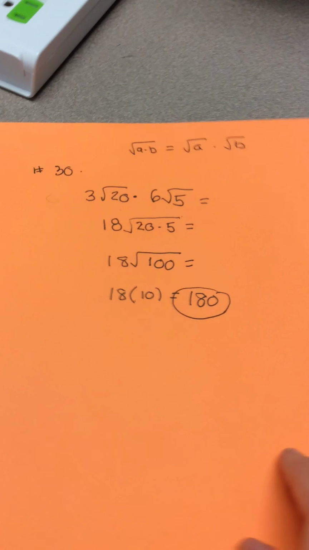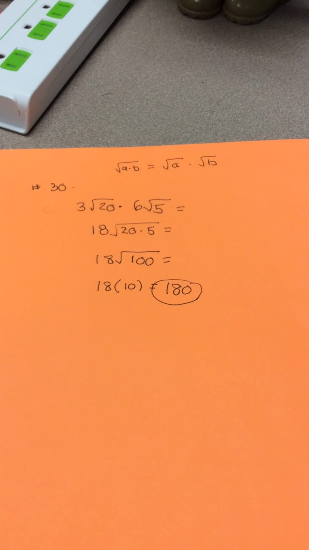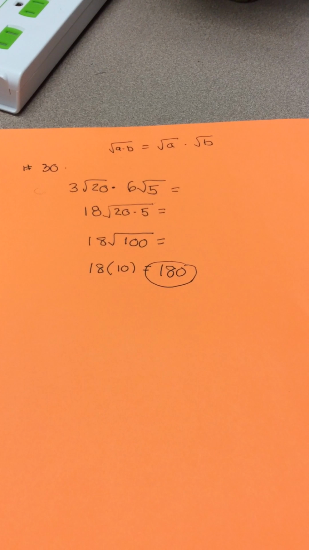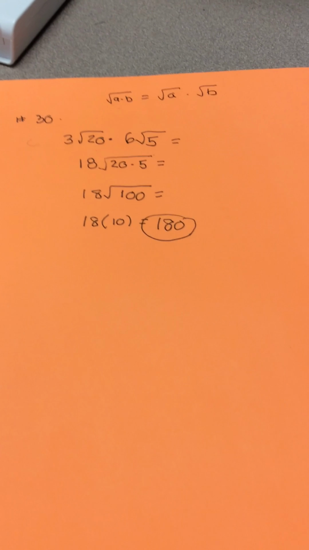All right, so I hope that these three examples helped you out a little bit. We were talking about the multiplicative property of radicals. So look at these examples and see if they can help you with your homework.